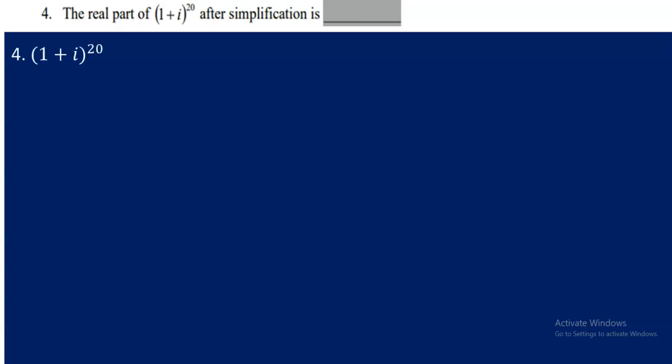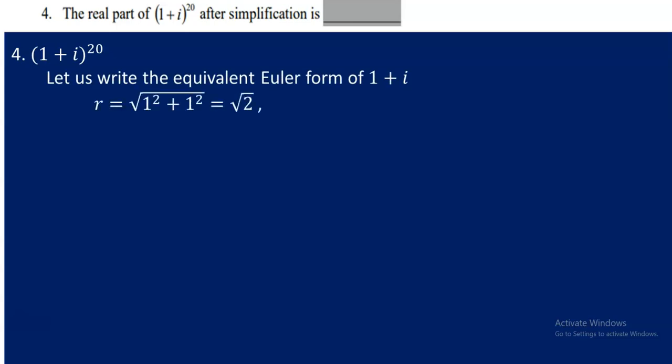And to do that, let you follow me how I'm going to do it. (1 plus i) to the power of 20, students. Let's write the equivalent Euler form of 1 plus i. The equivalent Euler form of 1 plus i is determined by first finding r and theta. We have to determine r, the modulus, and the argument value. So our r is the square root of the sum of the real square and the imaginary square, okay? So clearly, the real part is 1 here. The imaginary part is again 1 here. So 1 squared plus 1 squared makes radical 2. So your r value is radical 2.